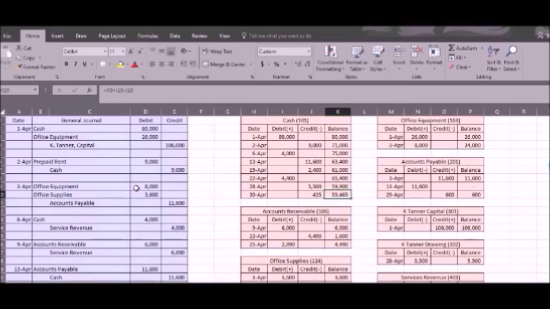This looks pretty close, I think, to what you'll see when you do the very last problem in the homework that's assigned for Chapter 2. We're going to do the trial balance next, so that'll be the next step that we do.